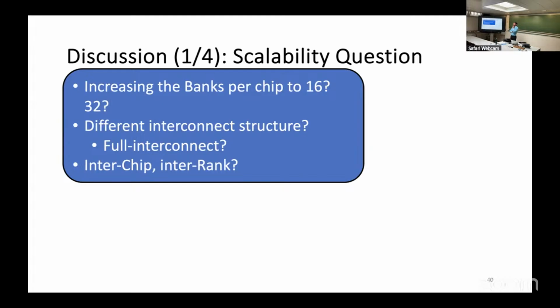It doesn't have to be something too crazy. It can just be, do you think a full interconnect would be much more performant? Because right now, with the ring, you have to propagate data between each bank until you get anywhere. Yeah, what's up?